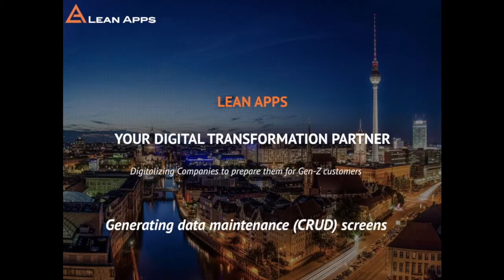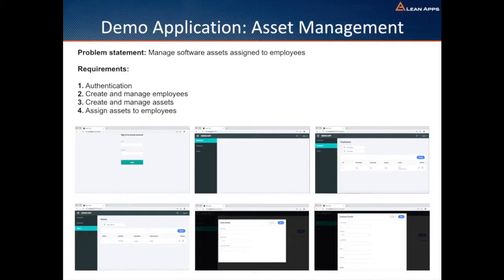So, over the next few minutes, I'll walk you through the code generator in action. I think it's best to understand this using a demo application. For our simple case, let's assume we have to build an application for asset management, where we create and manage employees, create and manage assets, and assign assets to employees. And it's all protected by authentication.